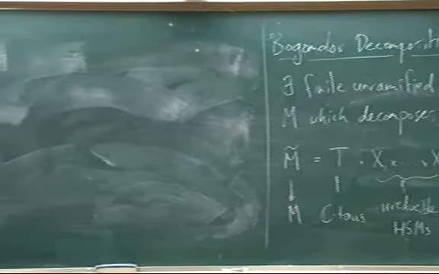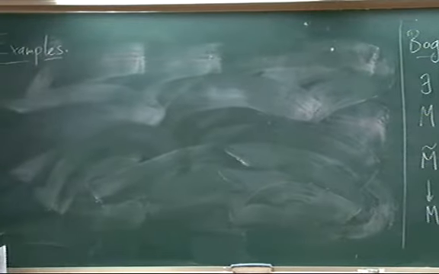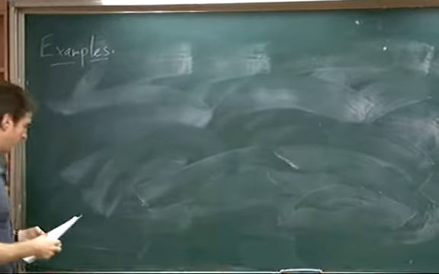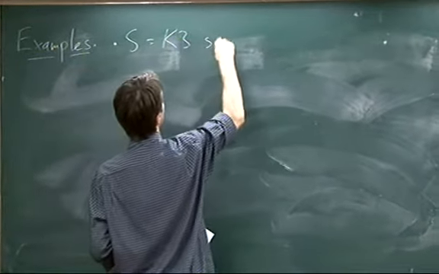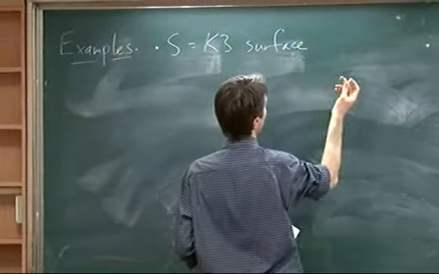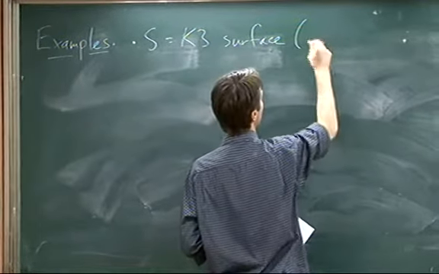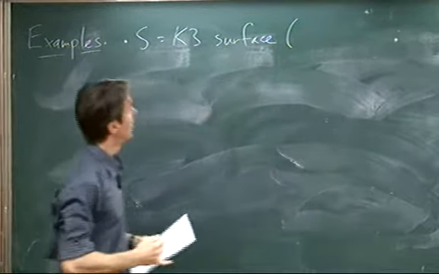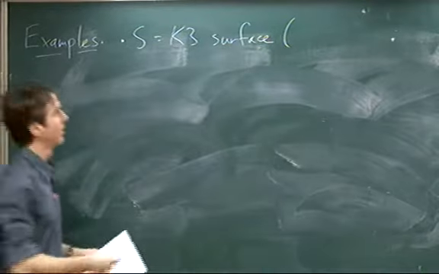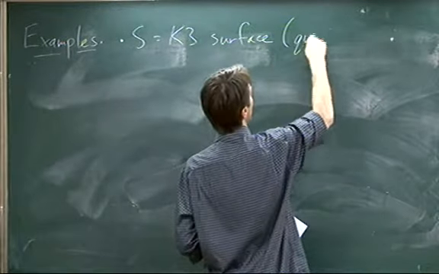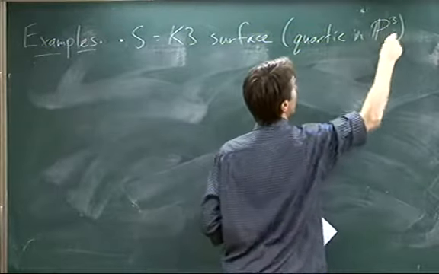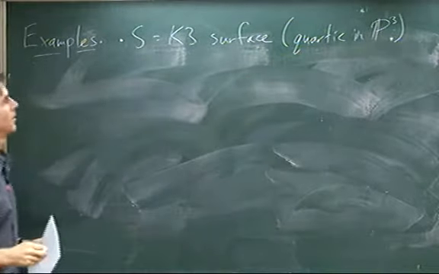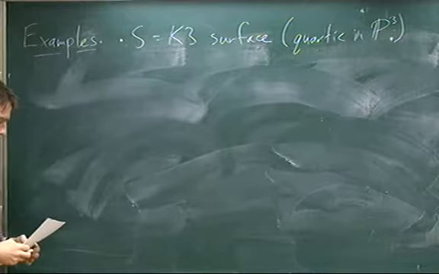Well, almost by definition, a K3 surface is an example of one of these. There are many ways of writing down a K3 surface, but you could take, say, a quartic surface in P3. So a generic smooth quartic will be a K3 surface.